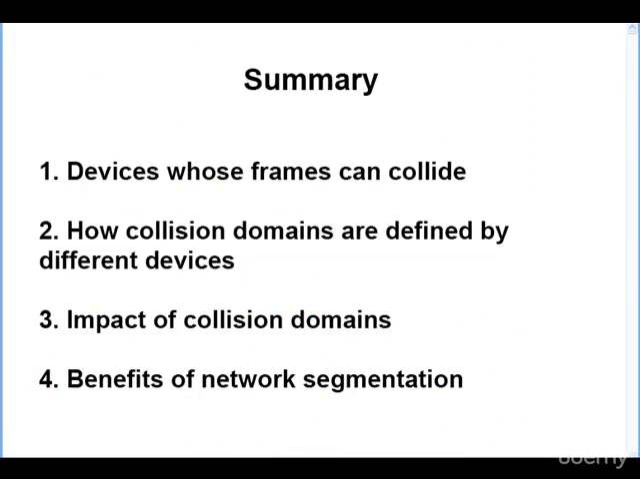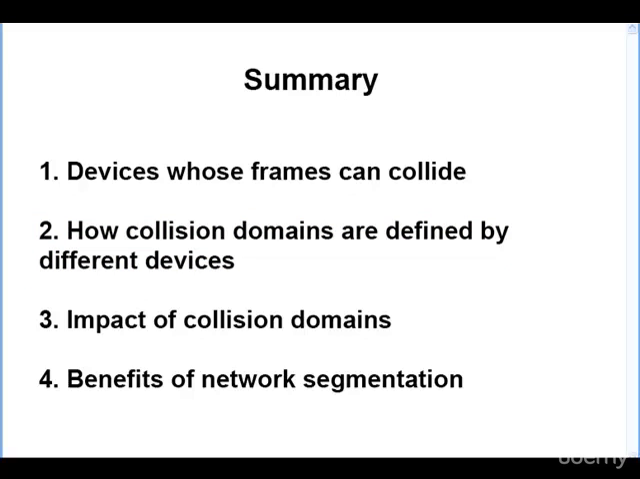Okay, so we know what a collision domain is. Devices in a group whose frames can collide with each other. And we know that each device we covered, a hub, a bridge, a switch, and a router, they all define collision domains differently. So they break up networks depending on what kind of device it is.